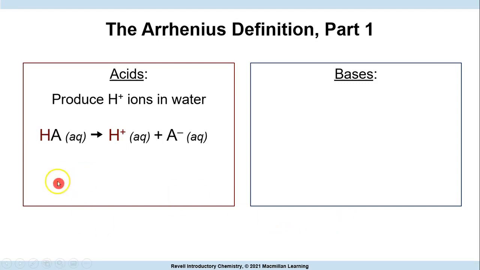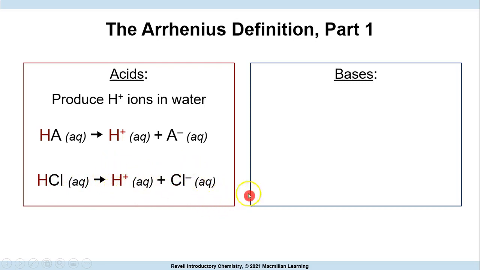So here we have the generic way of writing an acid. Whenever you see HA, that indicates that the substance is an acid. It means that when HA is dissolved in water, it produces the hydrogen ion and this anion. Let's look at an example. If we take hydrochloric acid, we dissolve it in water, it's going to produce the hydrogen ion and the chloride ion.